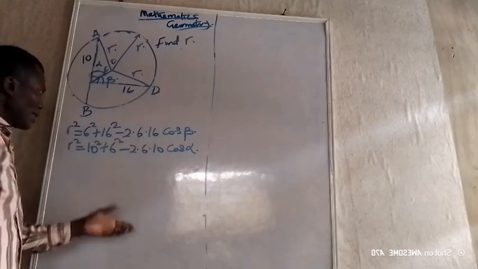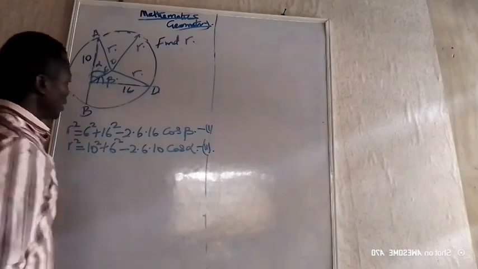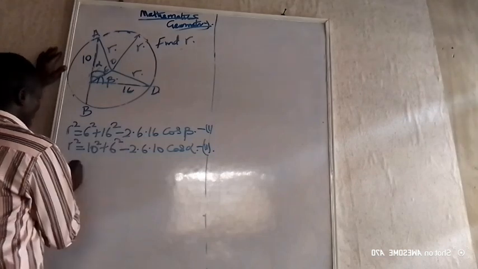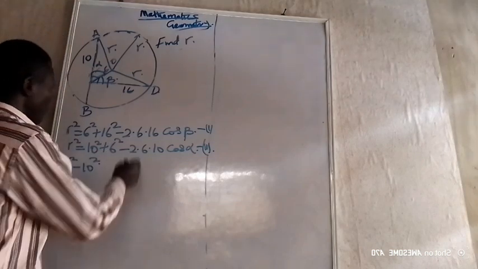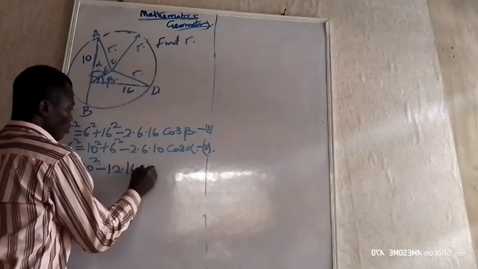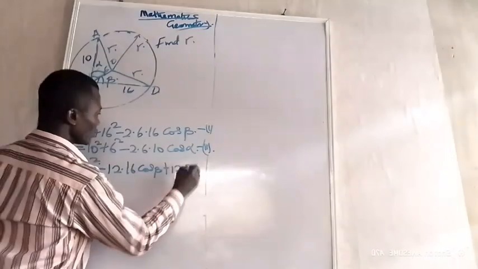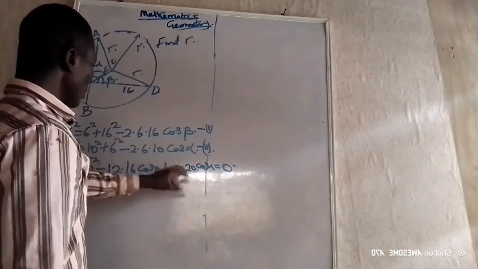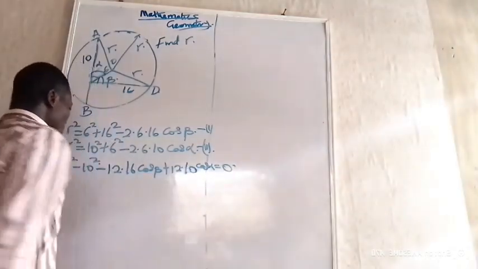Now, let's make this one 1 and this one 2. Let us subtract 2 from 1. So we are going to have 16 squared minus 10 squared. 6 squared will cancel 6 squared. Minus 12 multiplied by 16 cos beta plus 12 multiplied by 10 cos alpha equals 0. Oh, 12 multiplied by 10, sorry.